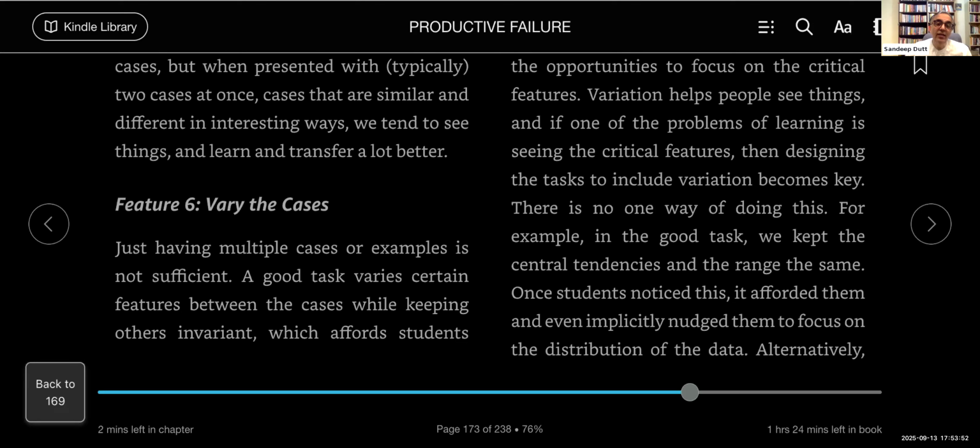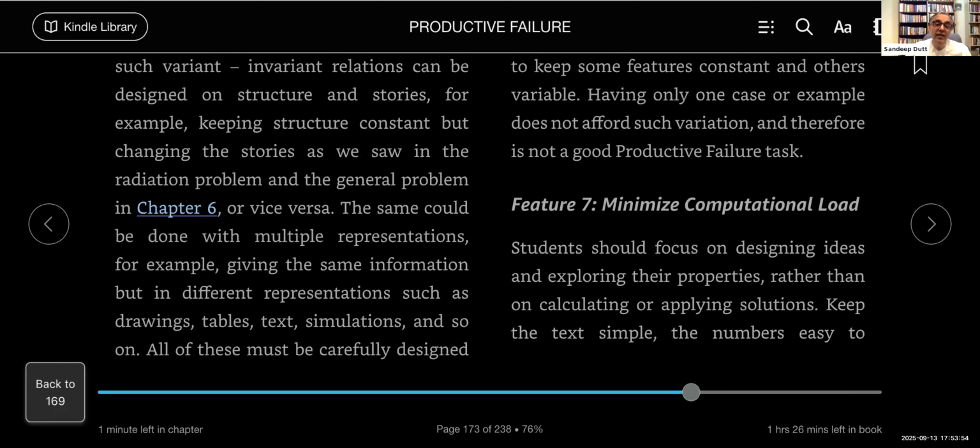Alternatively, such invariant relations can be designed on structure and stories. For example, keeping structure constant but changing the stories, as we saw in the radiation problem and the general problem in chapter 6, or vice versa.